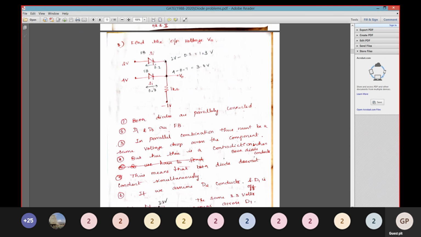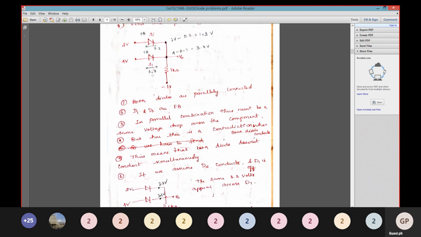So let us check. 2 volt minus 0.7: the voltage at this point is 1.3, and at this point, 4 minus 0.7 is 3.3. At the same line we can't have two different voltages. This is the same point, so it is impossible to have two different values. So obviously one diode is off and one diode is on.